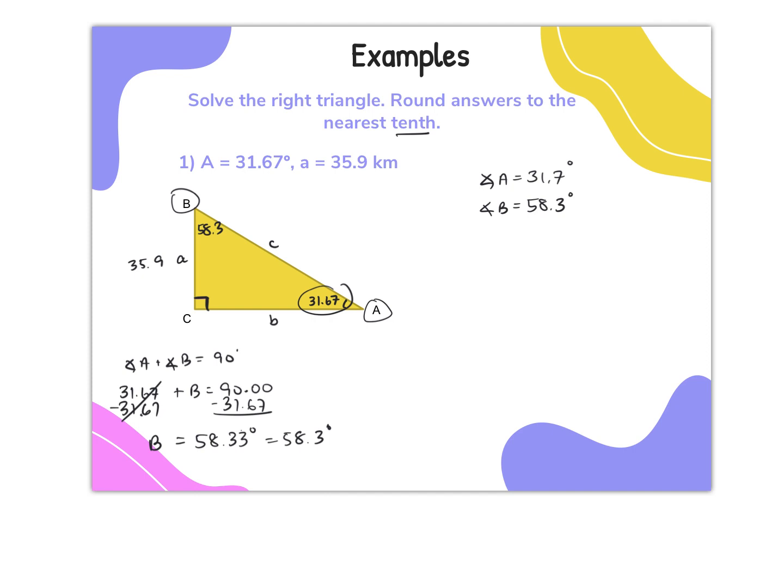Now, if I had been given side A and side B, or side A and C, if I had been given two of the three sides, I could have done the Pythagorean theorem here.